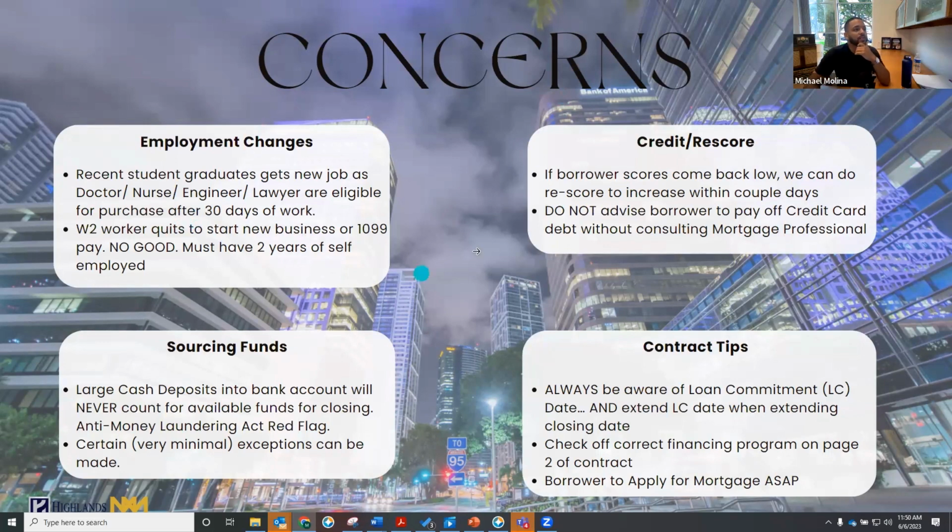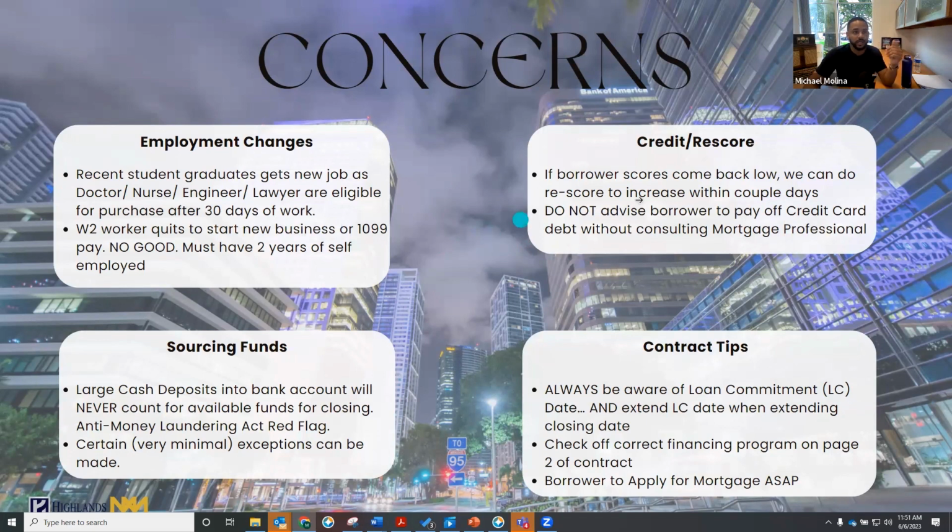A W-2 worker quits to start a new business, or goes to 1099. Maybe they're in the same industry, but they went from W-2 to 1099. They will not qualify. You must have 2 years of self-employment. There are exceptions to that as well. Usually that exception is if you went from W-2 to 1099 and you're within the same line of work, right?